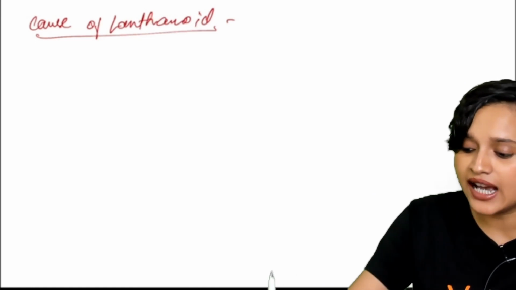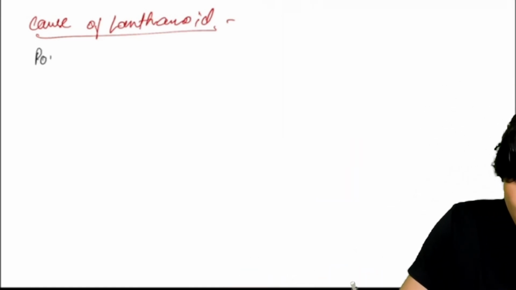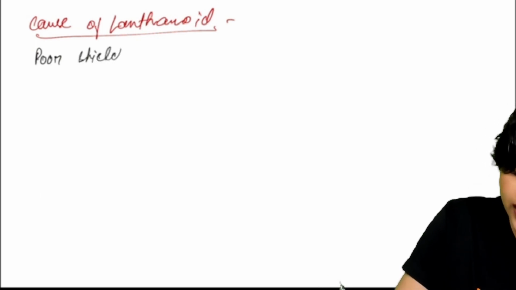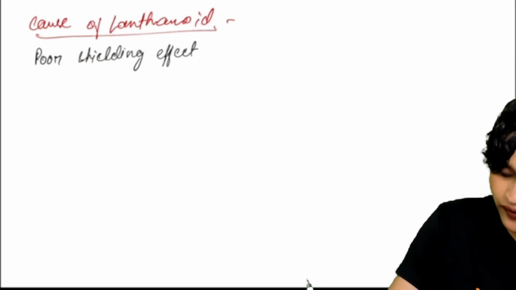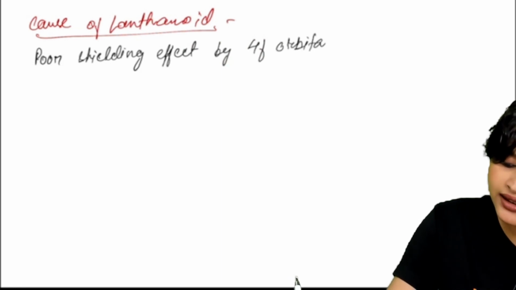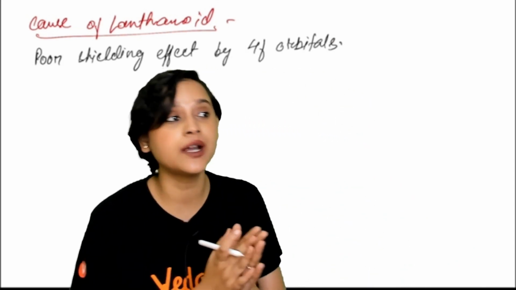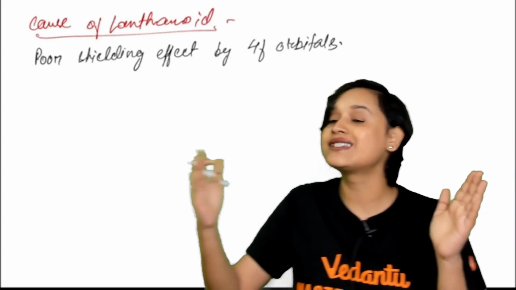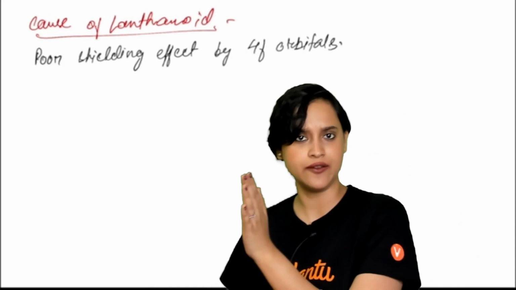So what I'm trying to say here, my dear students, is that due to the poor shielding effect by the 4f orbitals, you get to see lanthanoid contraction. What is lanthanoid contraction? Once again, do you remember that we expect the atomic radii to constantly decrease a little by little as we move from left to right?